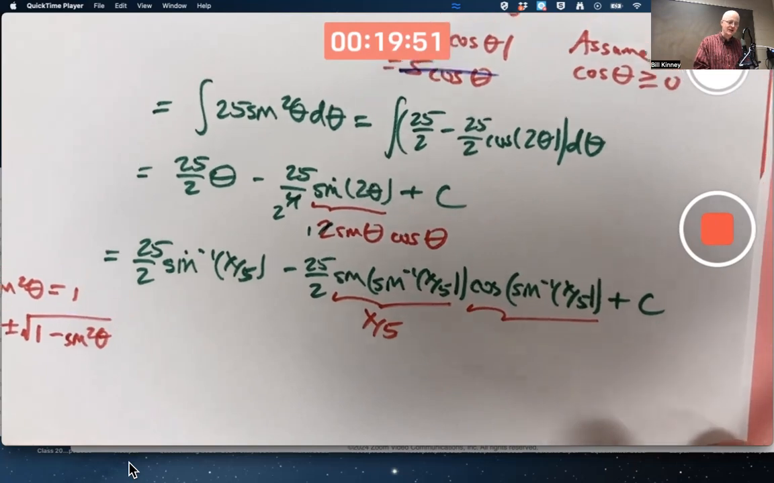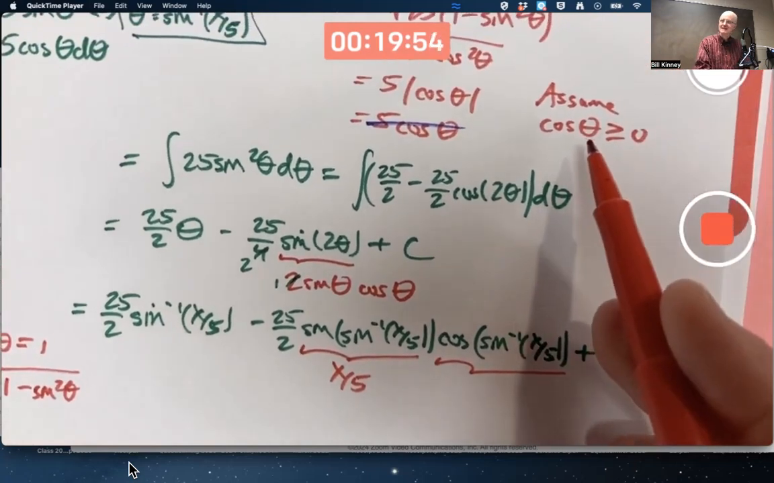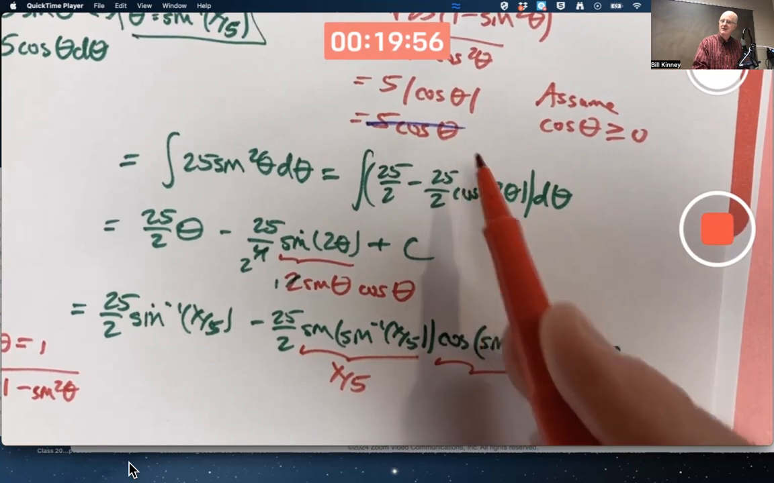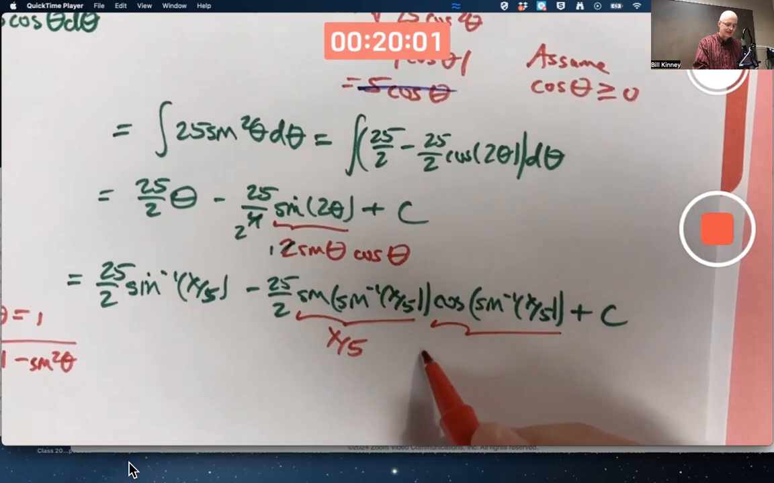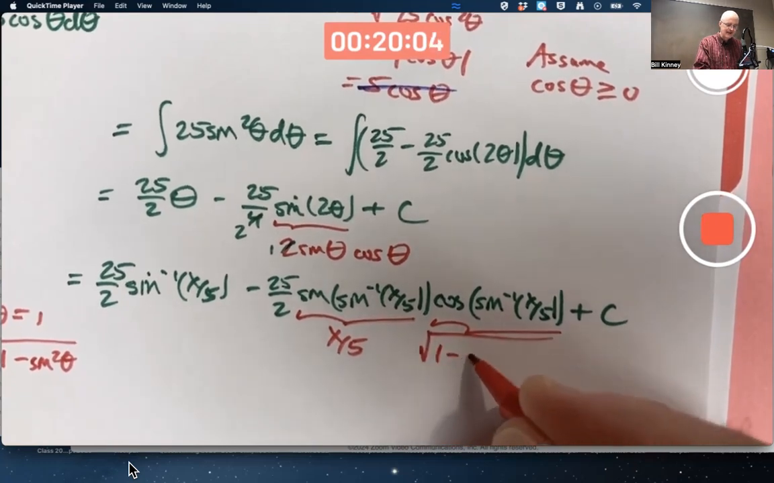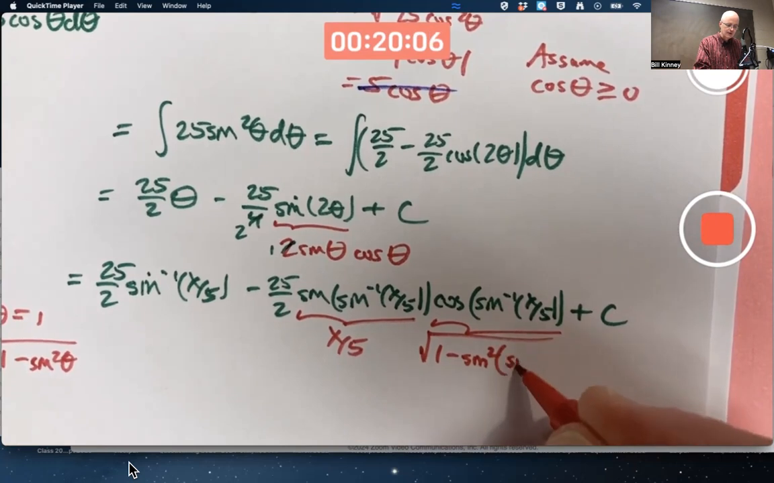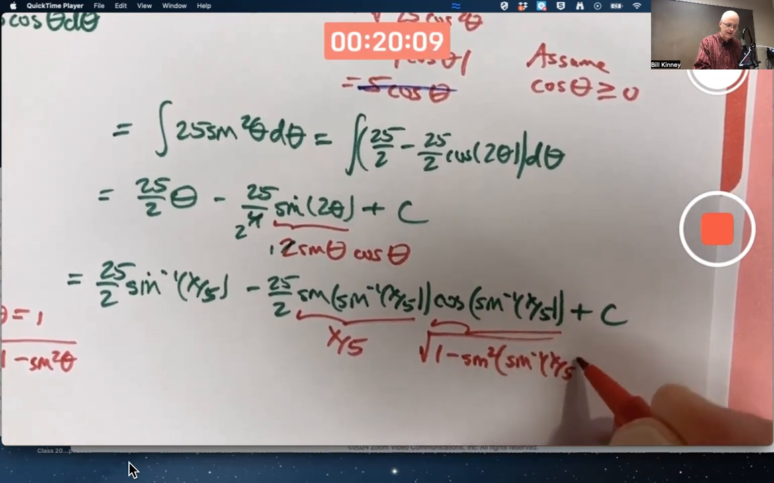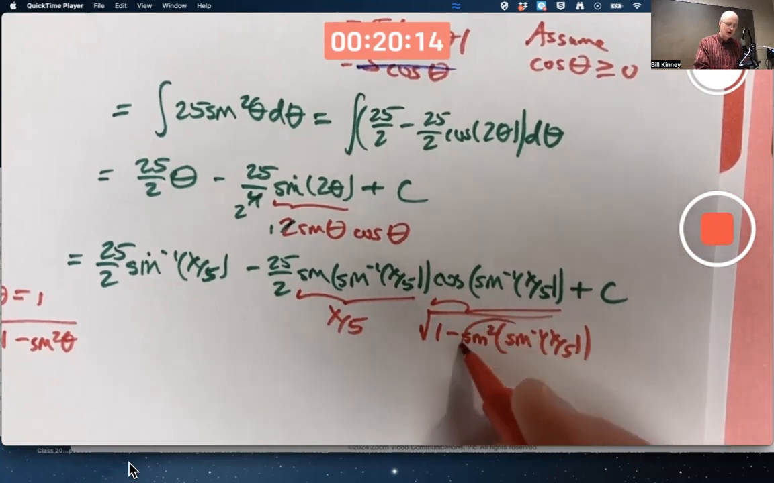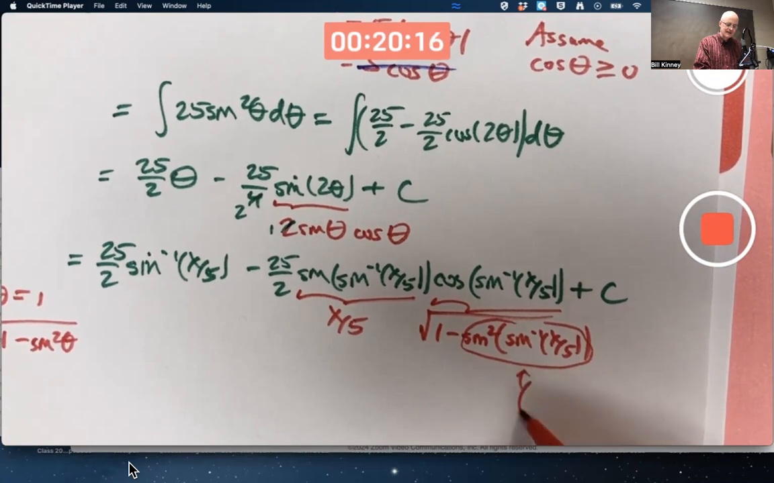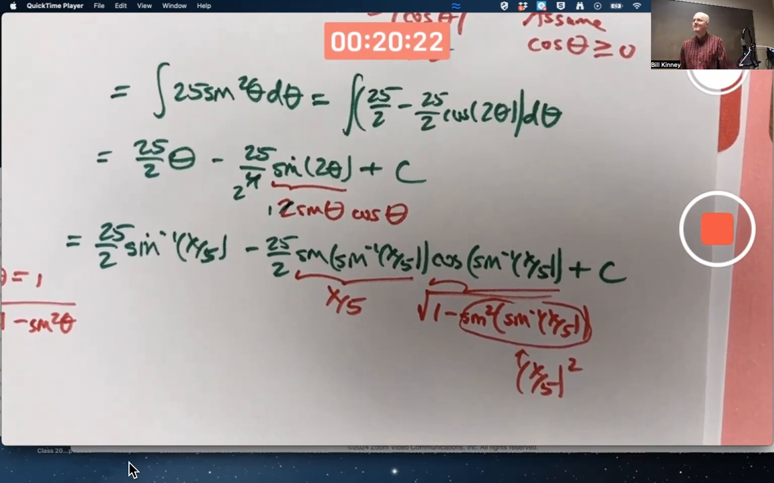I think what might happen actually effectively is in the case where the cosine is negative, yeah, you'd actually have a minus sign here, but ultimately you'd get a minus sign here too that would cancel and you get the same answer anyway. But I'll just think of it as the plus square root of 1 minus sine squared of inverse sine of x over 5. And sine squared of inverse sine of x over 5 is x over 5 quantity squared, as you take the sine of the inverse sine of x over 5 first, x over 5, and then square it.